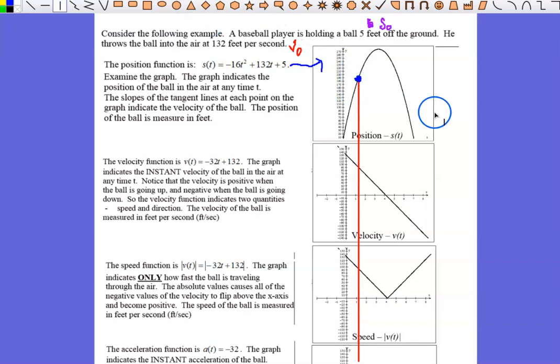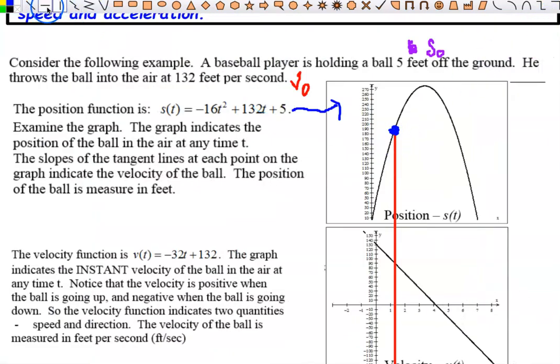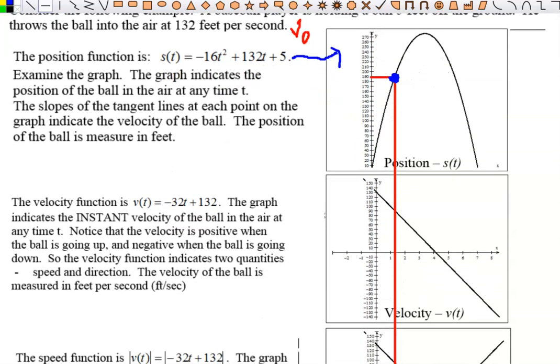So the first graph, the position, and I want to see something else, so I'm going to make this a little bit bigger so I can see. If you look here, let's make this a different color, maybe blue. If I come directly over, it looks like the object... So what I can tell from the position graph, when this ball is in the air, the only thing I can tell you is that the ball is 190 feet in the air.